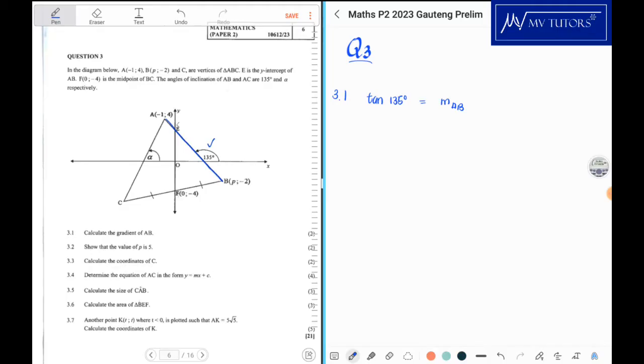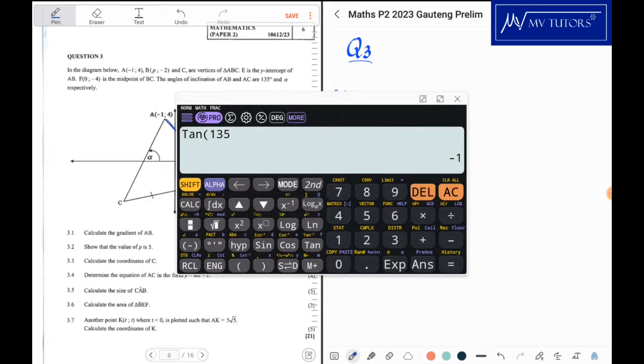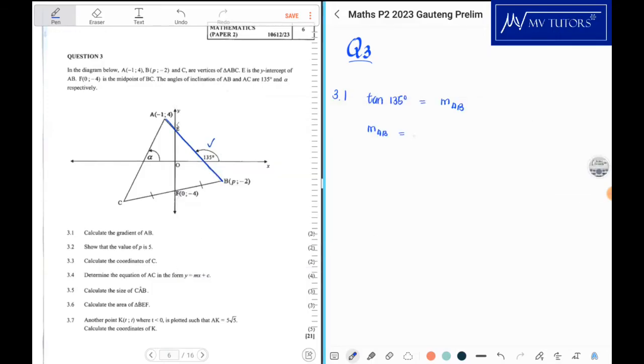And we can see this is 2 marks, right? So it's just a straightforward question. We're just going to check what tan 135 is. I had already done it before to check. So it's -1. The gradient of AB is -1, and yes, we do have a decrease from A to B, so we are expecting to have -1.